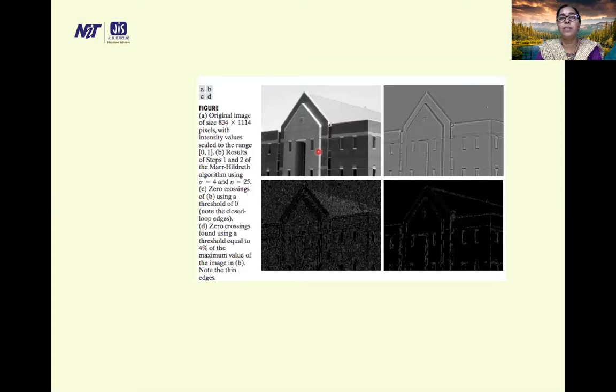And this is the original image and its corresponding LoG, or Laplacian of Gaussian, or Marr-Hildreth algorithm, with standard deviation 4 and n equal to 25. With zero crossing using a threshold of 0, the output will look like this. But if the threshold is 40% of the maximum value of the image intensity, then it will look like this. What does it mean? Depending on our requirement, we can use this thresholding to get the exact value of the signal that we want.